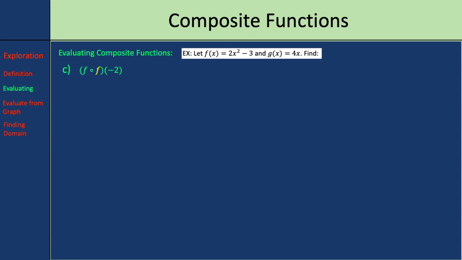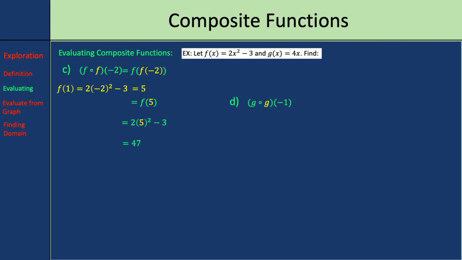Part C, f composed with f at negative 2. So with the definition, I have f of f of negative 2. So I do the inside, which is f of negative 2, which gives me 5. And then I put it in for the outside function, which is also f. So f of 5 gives me 2 times 5 squared minus 3, which gives you 47.